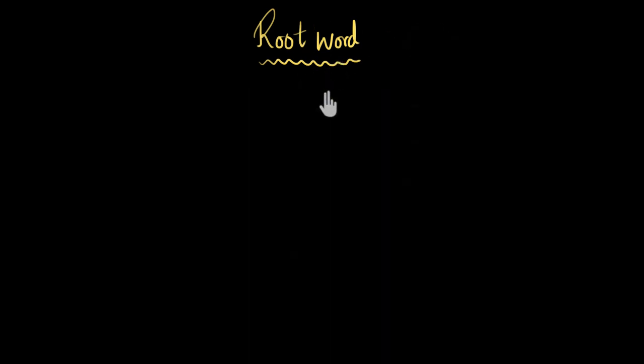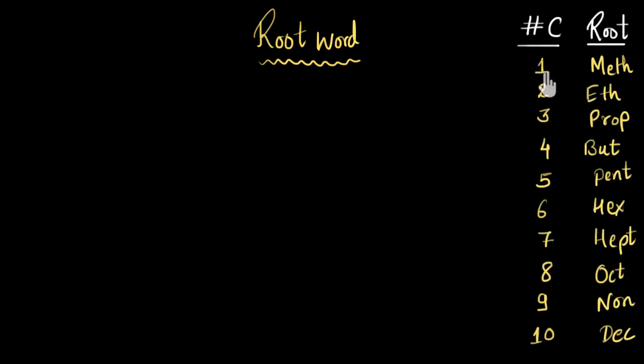So root words are words that denote the number of carbon atoms present in the molecule. And traditionally, we have been using these root words. If there is only one carbon atom, then we use the root word meth. For 2, we use the word eth. For 3, prop. For 4, but, and so on and so forth. So for example, if I had this molecule to name, first of all, I'll focus only on the carbon atoms. And here I see that there are 3 carbon atoms. So to denote the presence of 3 carbon atoms, I will use the root word prop. Let me write it down. Prop.